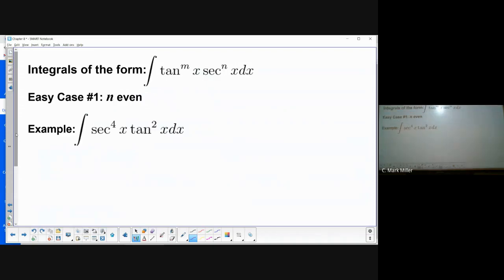So now today we're going to do integrals of the form tangent secant. What we just did was integrals of the form sine cosine. This is tangent secant. Oh, you know what? We got some love here. Hang on here.